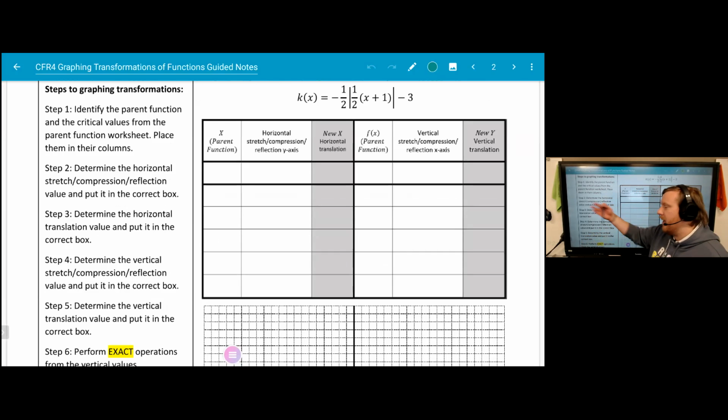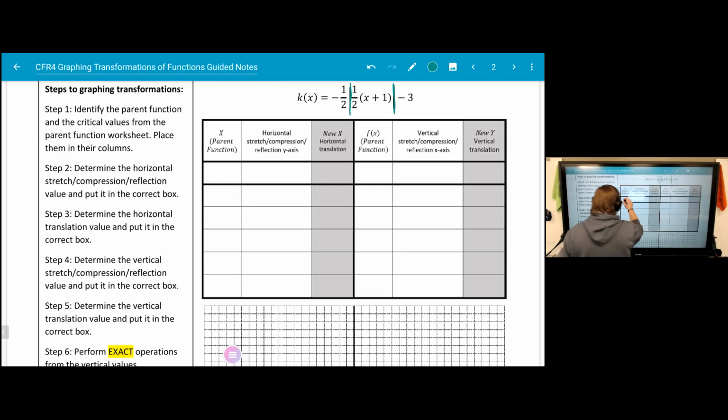Step 1 is always going to be identify the parent function. And if I'm looking at this, I have negative one half times the absolute value of, oh, hey, we already figured that part out, right? Times the absolute value of one half times x plus 1, minus 3. Our parent function, we saw these vertical bars here, and we know our parent function is the absolute value of x. And if you go back to your parent function packet, you will notice that the critical values for the parent function of absolute value are -2, -1, 0, 1, and 2.